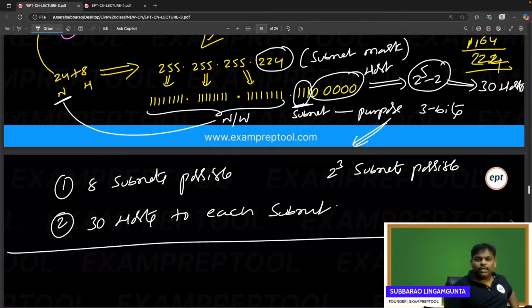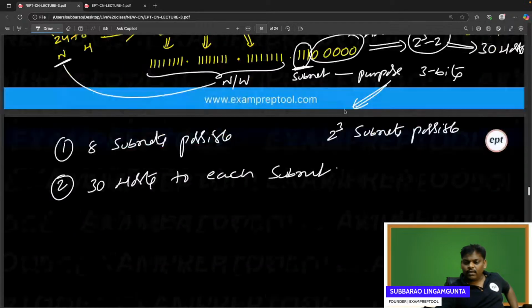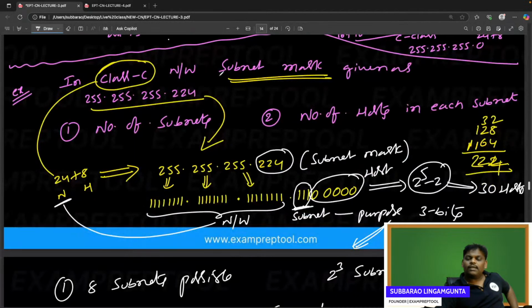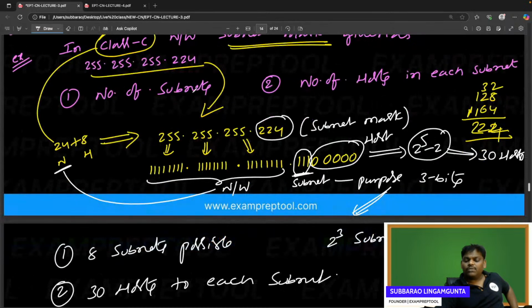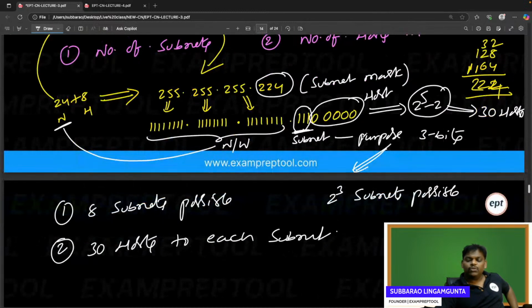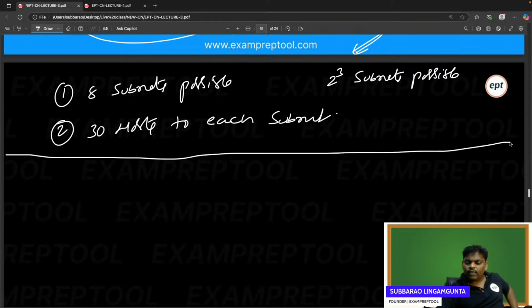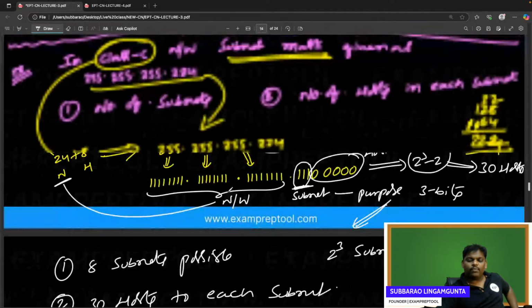Let me know if anyone has any doubt. Little doubt also, let me know. In a class C network, subnet mask is given as 255.254. Number of subnets how many? Number of hosts how many in each subnet? This is an excellent question. Anyone having any doubt, you can raise your issues. Reddy sir, I am not okay with this. I have this doubt. You ask me, I will help.